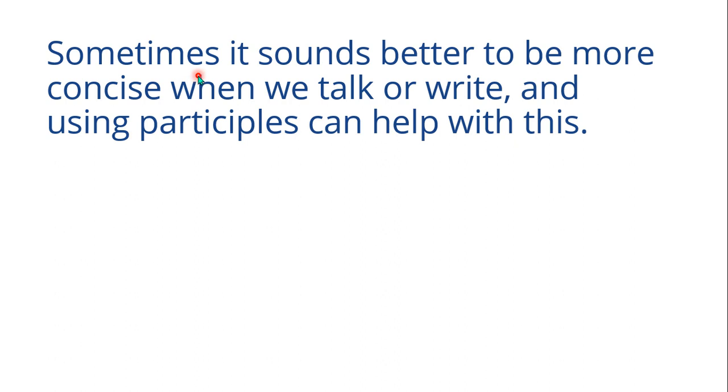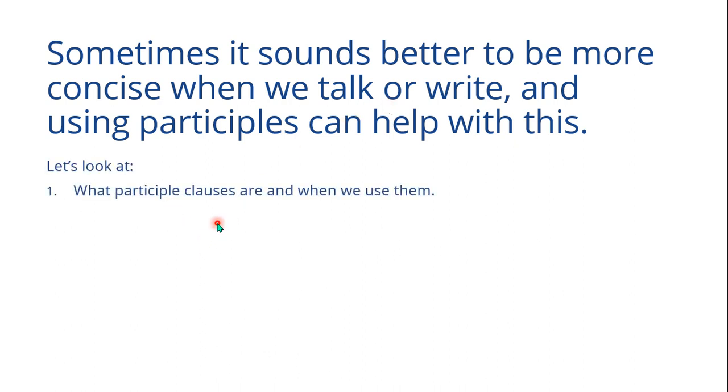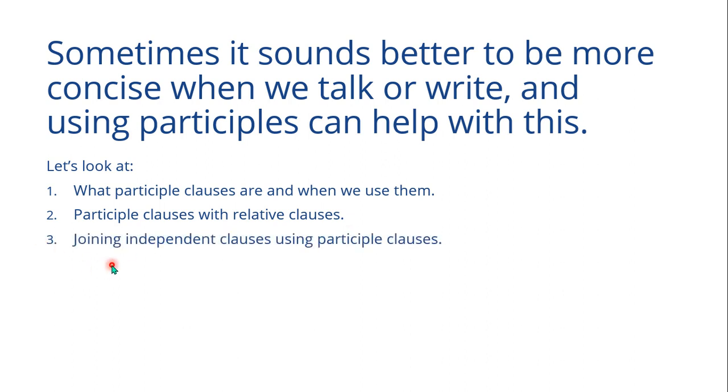Sometimes it sounds better to be more concise when we talk about writing, and we use participle clauses here. It can be used in this way. Number one, we discuss what participle clauses are and when we use them. Number two, the use of participle clauses with relative clauses. Then, to join independent clauses, because there are two ways here, dependent and independent clauses, by using the participle clauses.